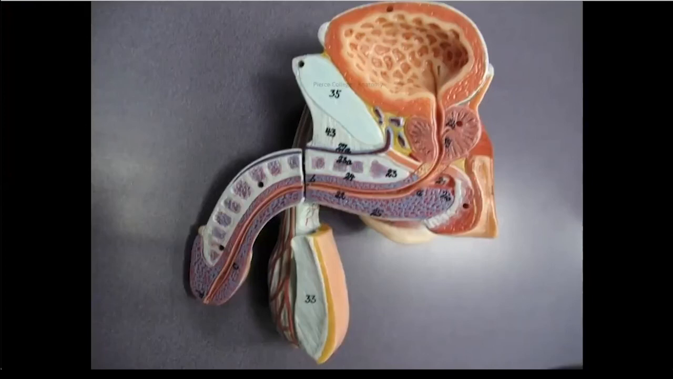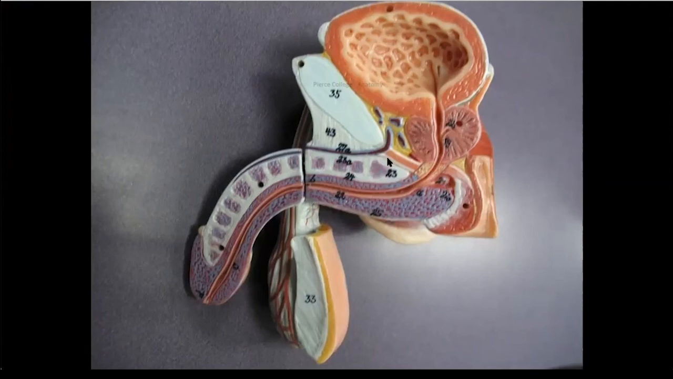A sagittal view of the penis is visible in this image. The rugae of the urinary bladder can be seen. The internal urethral sphincter will be located here. The urethra begins at the prostatic urethra, the membranous or intermediate urethra, and then once in the penis, the spongy urethra, the prostate gland, and the ejaculatory duct. The bulbourethral gland, one can be seen there.